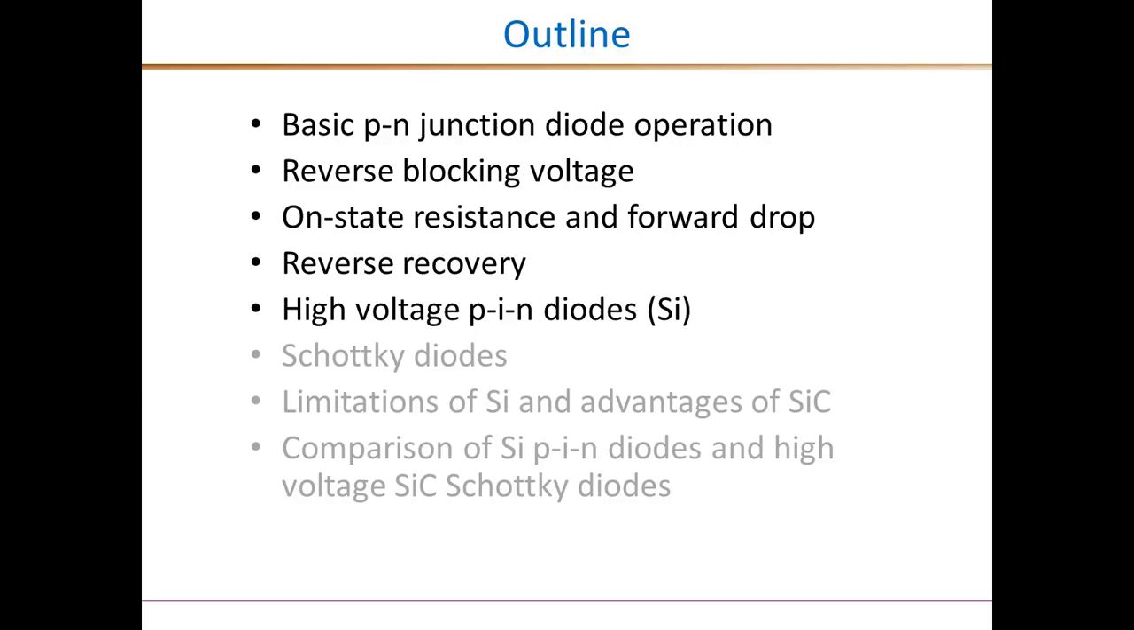And then in part 2 we will look at the operation of Schottky diodes, explain why high voltage silicon Schottky diodes are not practical and how silicon carbide Schottky diodes can outperform even the silicon based PIN diodes. Then we will look at some numerical examples from data sheets comparing, for the same specification, silicon PIN diodes versus the silicon carbide Schottky diodes.